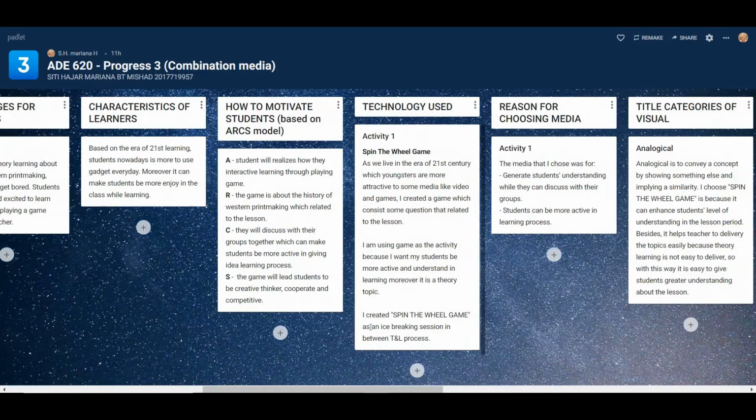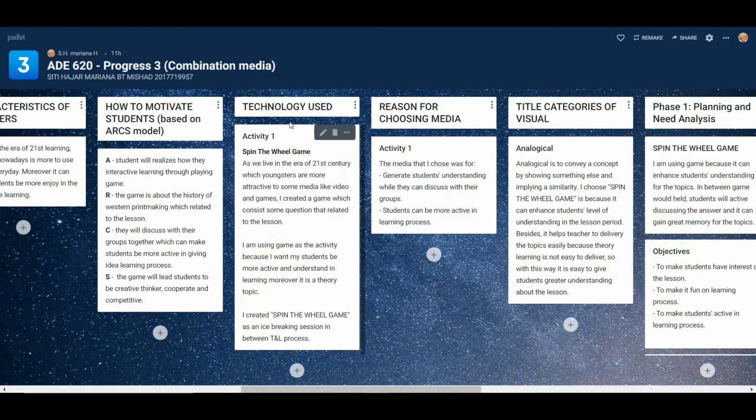Okay, next is how to motivate students based on the ARCS model. Here is A: students will realize how interactive learning is through playing a game. R: the game is about the history of Western printmaking, which is related to the lesson. C: they will discuss with their groups together, which can make students more active in the learning process. So the game will lead students to be creative thinkers, cooperative and competitive.